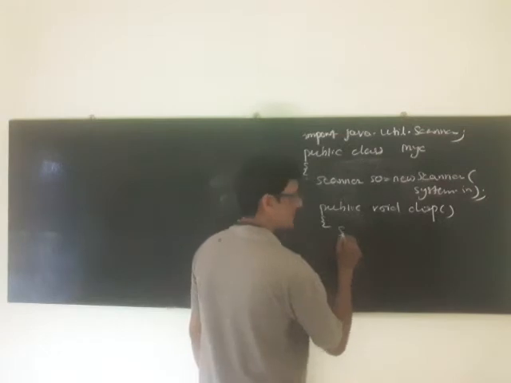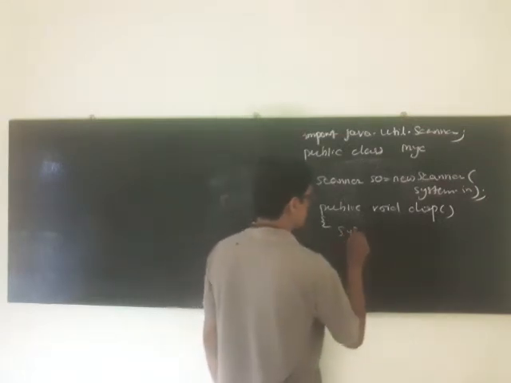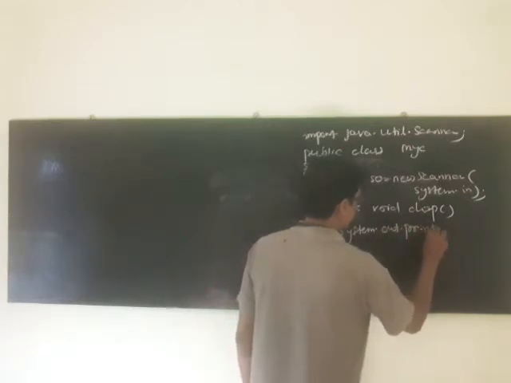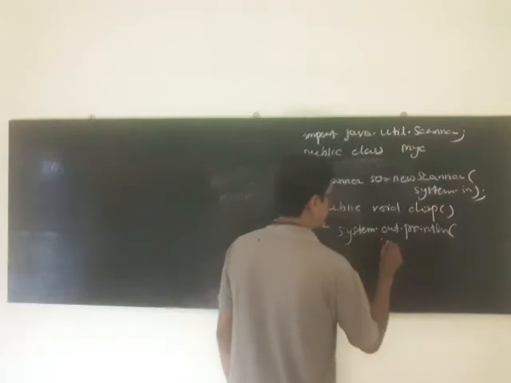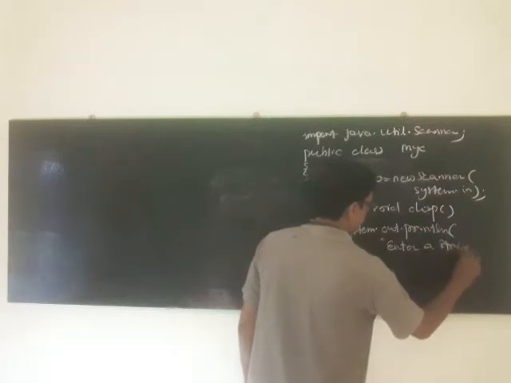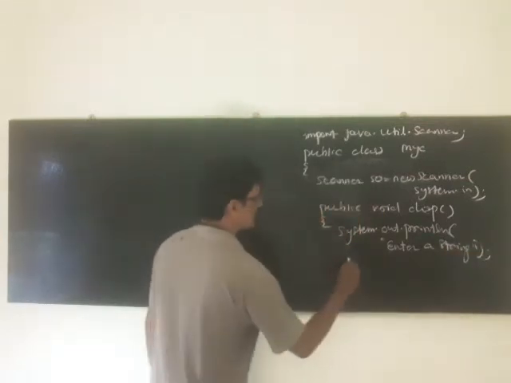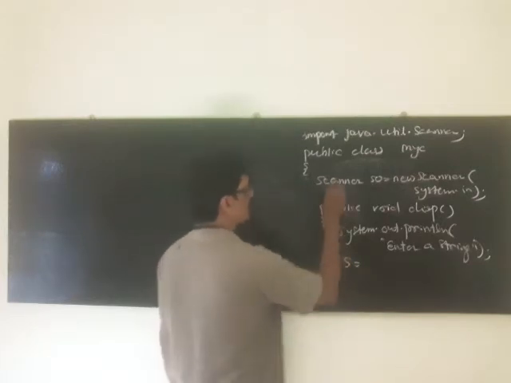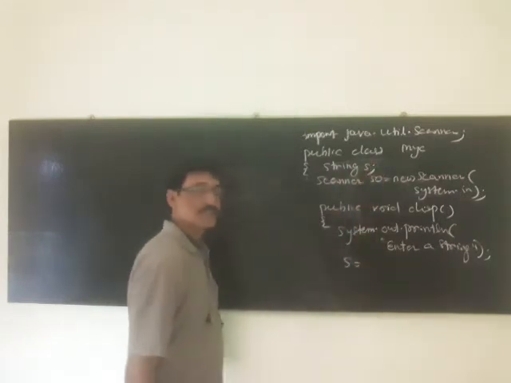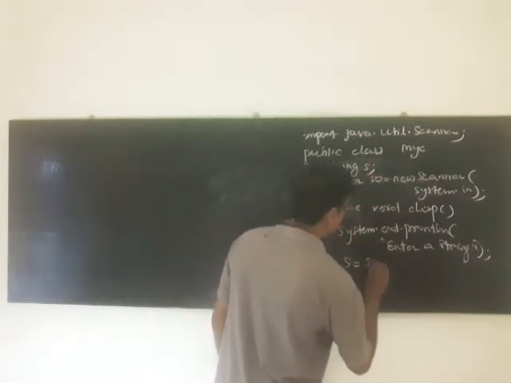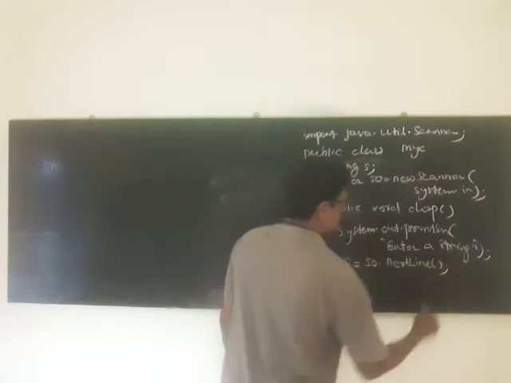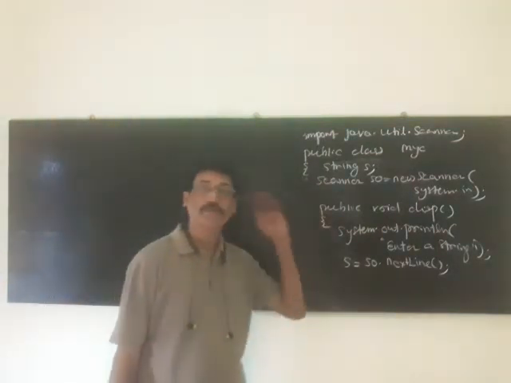Now input the string. A user prompt is required to input the string, that is System.out.println. Keep the prompt, enter a string. Now let the string variable be s; declare the variable as String s. Now s is equal to so.nextLine(). Using the method nextLine, you can input the string.